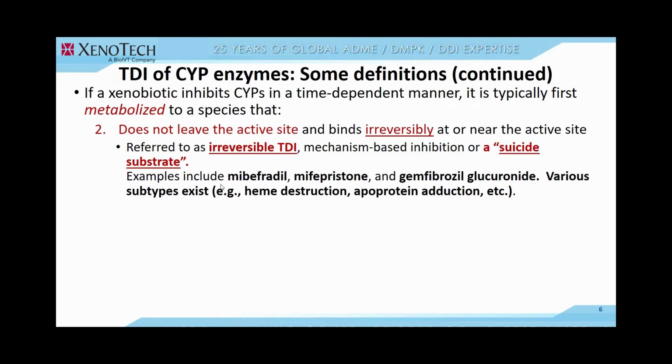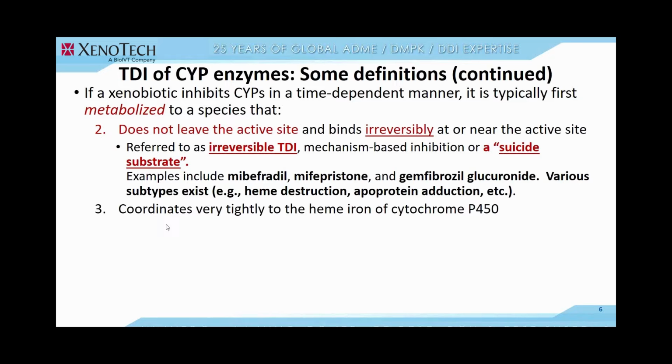There's various subtypes of this. So you can have heme destruction, apoprotein adduction, and other types that I won't go into great detail today. Most of these you'll see are subtypes, sub-conversations where I could have another hour worth of conversation on. So my apologies if I'm sort of glossing over some of these.